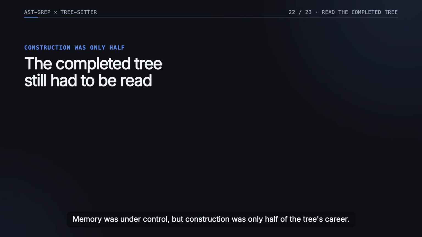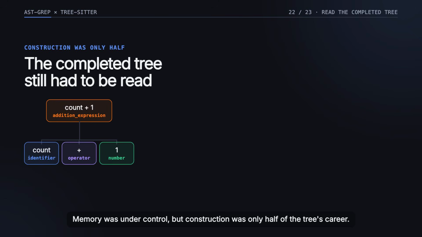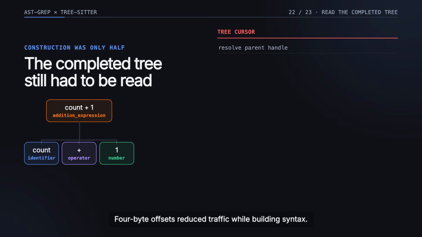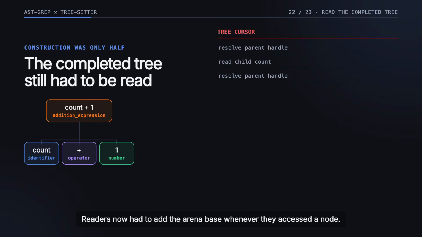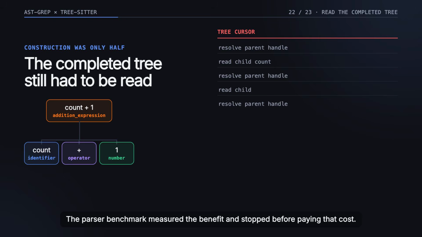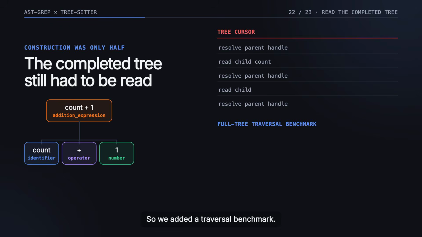Memory was under control, but construction was only half of the tree's career. 4-byte offsets reduced traffic while building syntax. Readers now had to add the arena base whenever they accessed a node. The parser benchmark measured the benefit, and stopped before paying that cost. So we added a traversal benchmark.